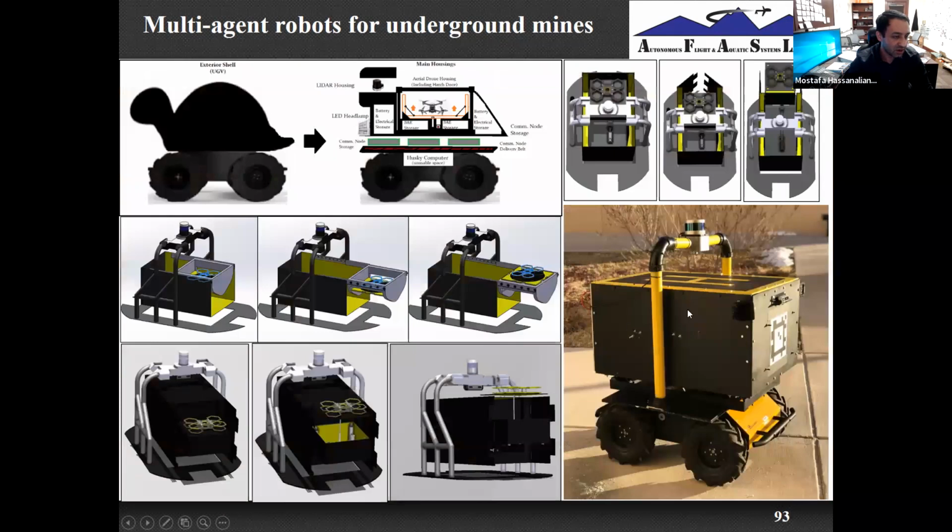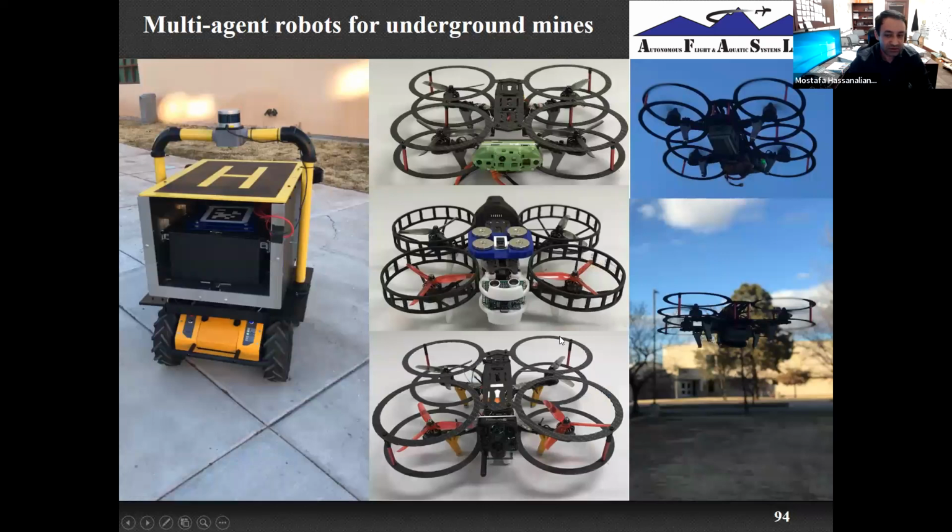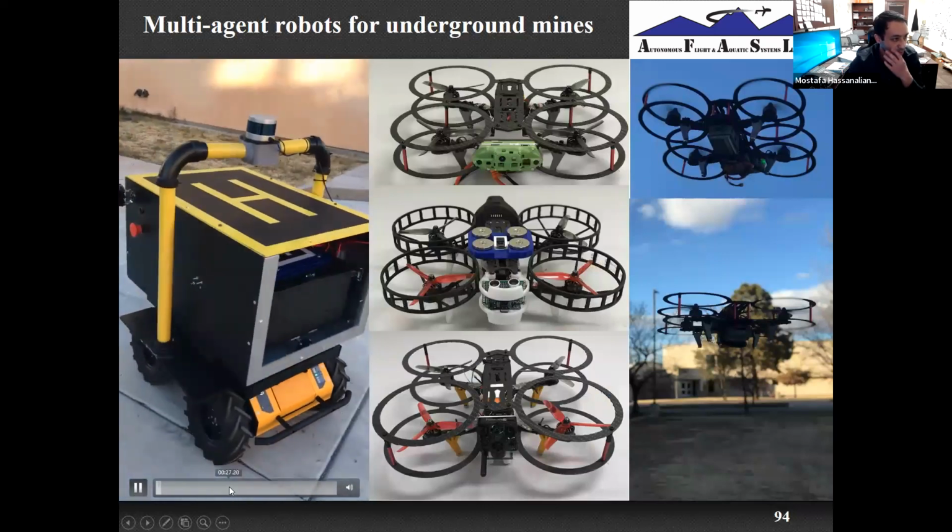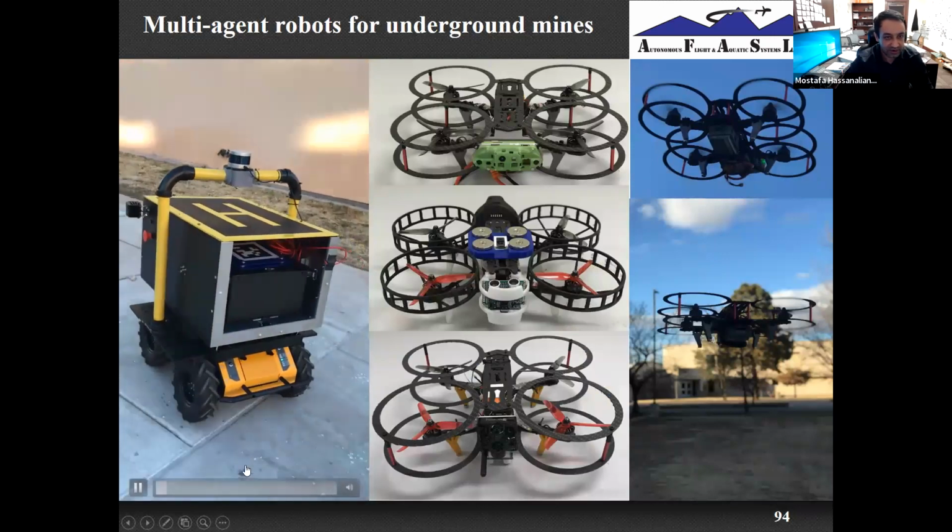And this is our new one, which mimics the turtle shape for this box, which can basically perform SLAM, navigate itself, and deploy the drone. And these are the three drones that we have made for these projects. And this is our robot that we're currently working on.